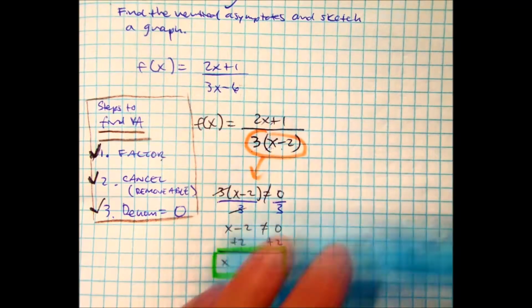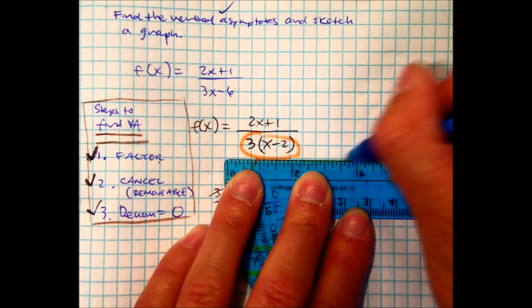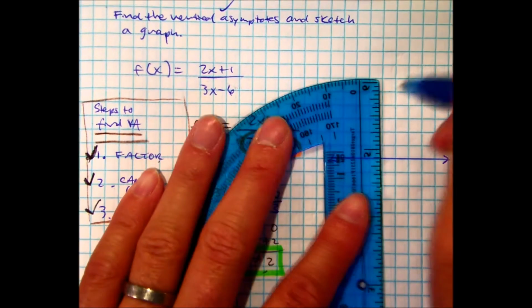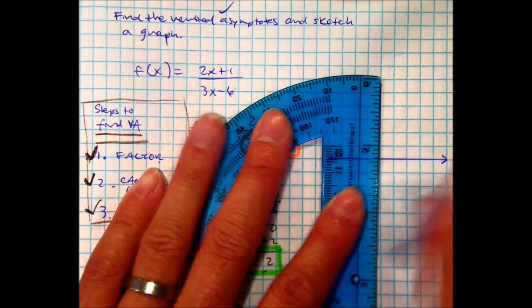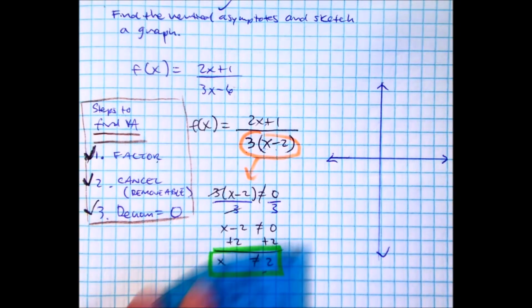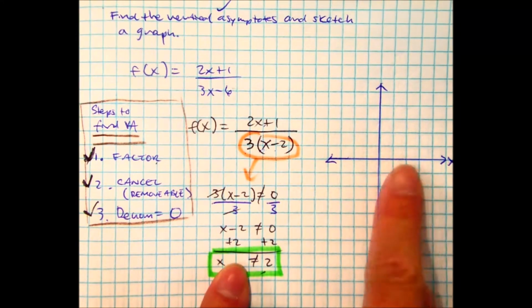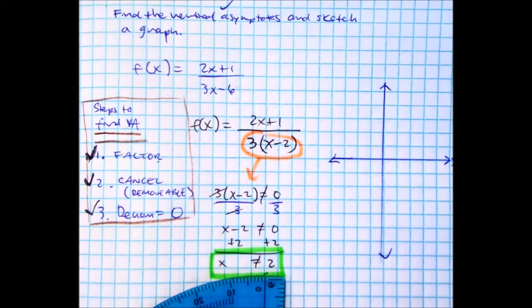Let's go ahead and make a sketch. So I'm going to go to my x-axis and mark a vertical dotted line at 2.